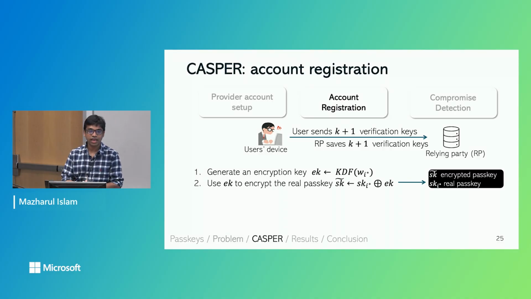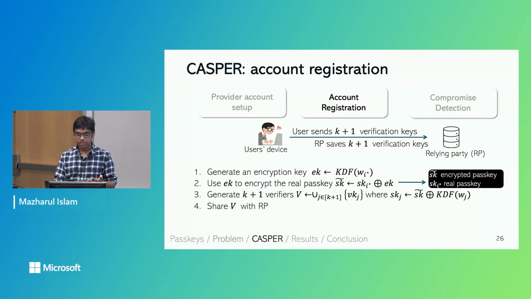So what happens during the account registration? We use the real detection secret I-star and generate an encryption key with the help of a key derivation function, and use that encryption key to encrypt the passkey in a one-time pad manner. So that's called SK tilde. And we will upload the SK tilde, the encrypted passkey, to the passkey provider cloud storage. Note here, the plain passkey, the SK, does not get uploaded to the passkey provider.